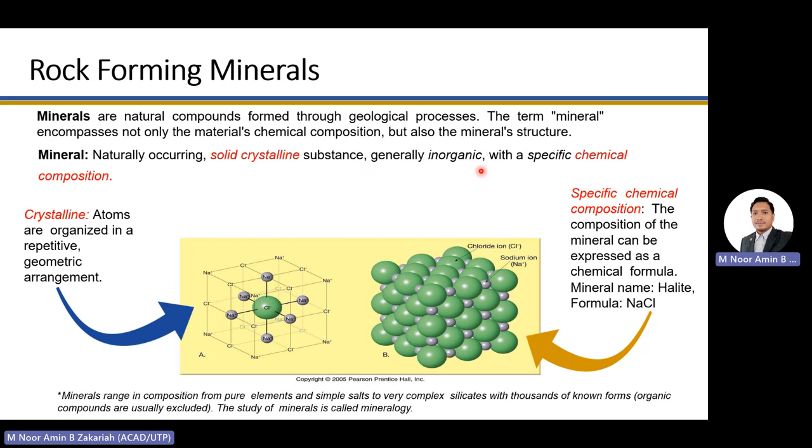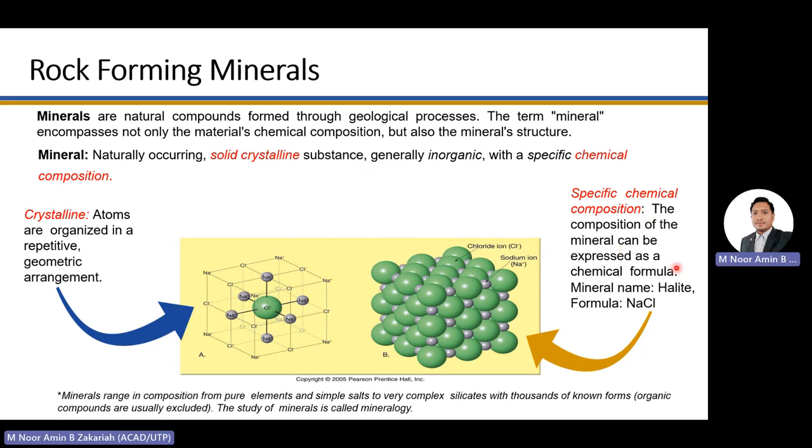We go with one, naturally occurring. Minerals need to be formed by natural processes, not by human intervention or handmade. Second, they need to be solid. Minerals are a solid substance and not in a liquid or gaseous phase. The third must be crystalline. Crystalline means that minerals have a regular or repeating atomic structure that gives them a characteristic shape. This will also be described in the physical properties of minerals. And lastly, they need to have a specific chemical composition. Minerals have a definite chemical composition, which can be expressed by a chemical formula.